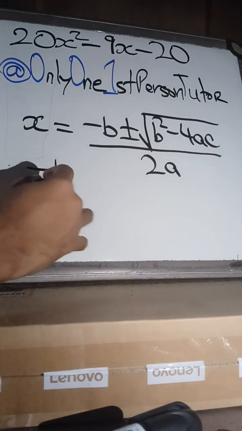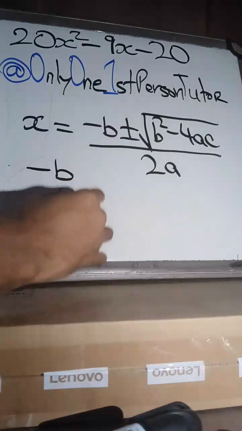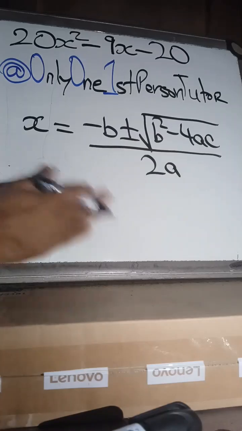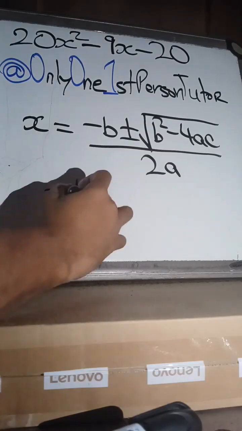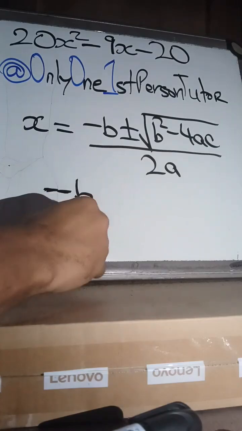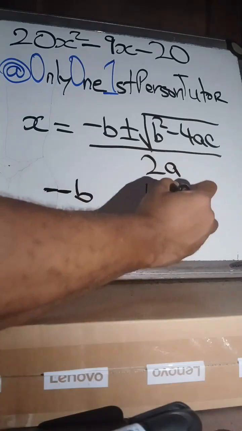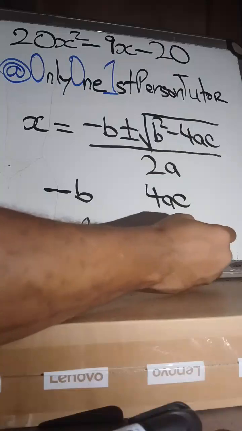Right? So we have minus b. We have b squared. I guess we could be technical and call it minus 4ac, but we're not going to do that. We're just going to call it 4ac. I don't have time for all of that foolishness. Right? You know what? Here we go. Let me do it like this. So we have minus b here. We have b squared here. We have 4ac and we have 2a.